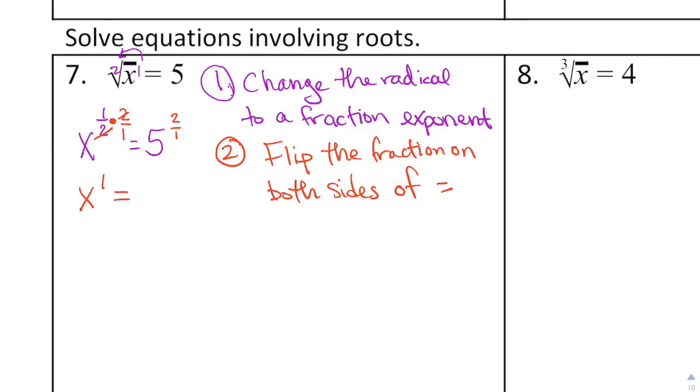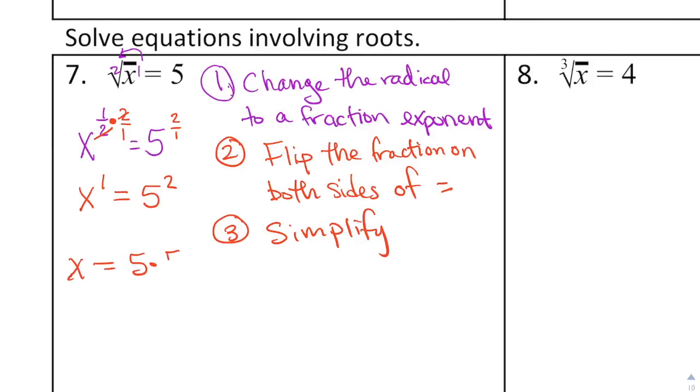Now 5 has an exponent of 2 over 1. Anything over 1 is itself, so 2 over 1 is just 2. So we really have 5 with the exponent of 2. Our last step then, if we can, is simply simplify. In this case, 5 to the second power is really 5 times 5, and 5 times 5 is 25. And so that's our answer.